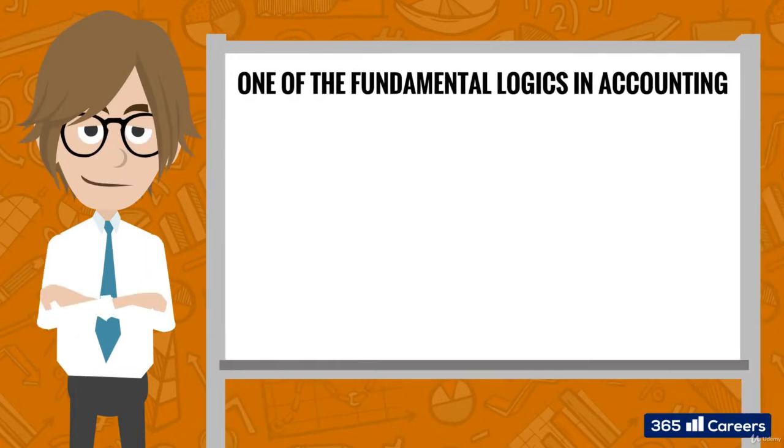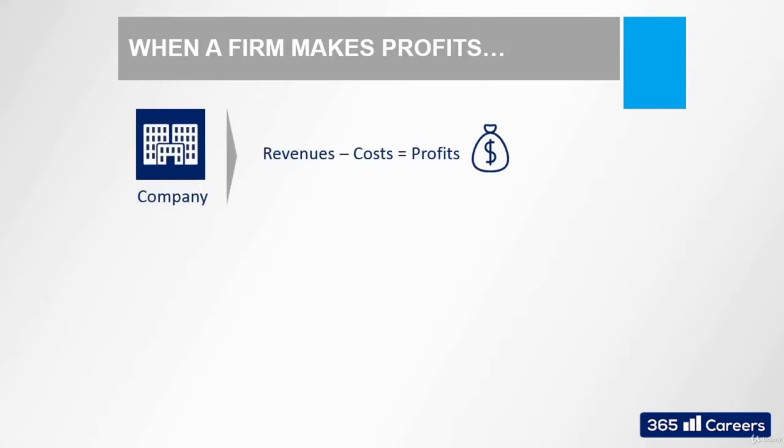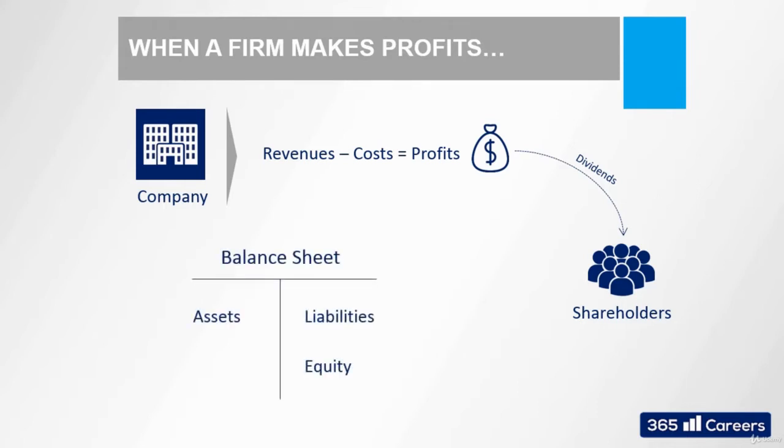But first, let's make sure that you understand one of the fundamental logics in accounting. When a firm trades and makes profits, these profits remain with the firm unless it decides to distribute them to shareholders, right? But if it doesn't distribute them, quite intuitively, the firm keeps these profits on its balance sheet. It registers them as retained earnings, an account that is part of equity. This is the main connection between the income statement and the balance sheet.